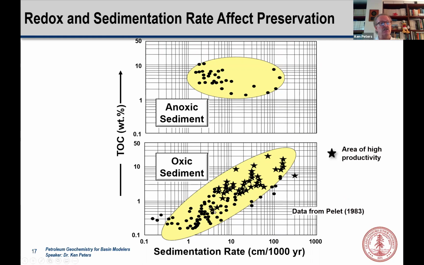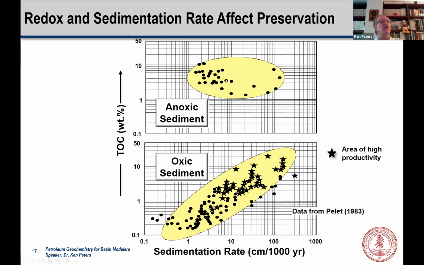Now, there's also some evidence that this trend will turn over at very high sedimentation rates. Most sedimentation rates are sort of in the range of 1 to 10 centimeters per 1,000 years. You get up here to very high sedimentation rates, you're going to dilute that organic matter with minerals. Now, the interesting thing is that under anoxic conditions, it doesn't really matter what the sedimentation rate is. Most anoxic settings, of course, are quiet water, isolated water body, so the sedimentation rates are lower.